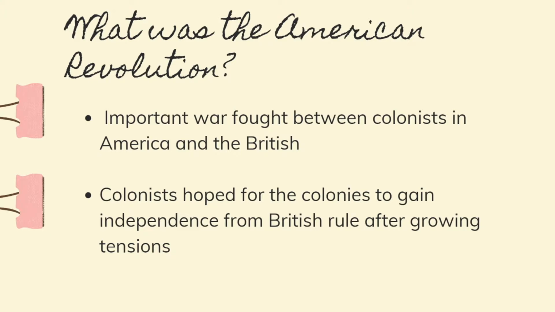So before we talk about the lead up to the revolution, let's give a brief overview of what exactly the revolution was. Before America was a nation, it was a region comprised of different colonies in the east of North America, controlled by Britain. The American Revolution itself was an important war fought between colonists in America and the British. A quick summary of what caused the revolution was that the colonists wanted independence from British rule due to growing tensions.